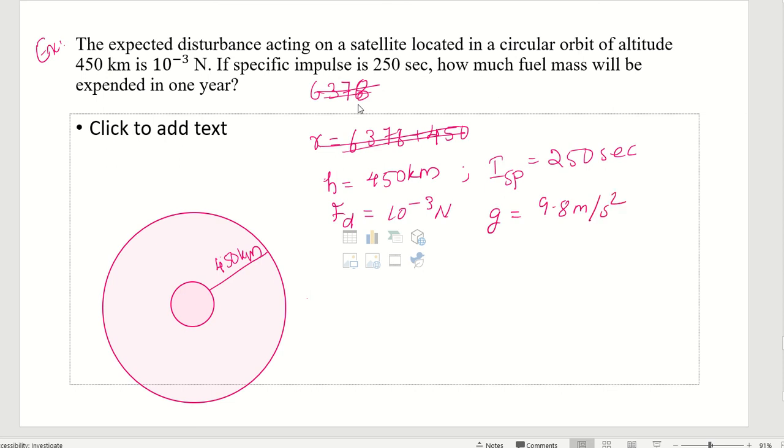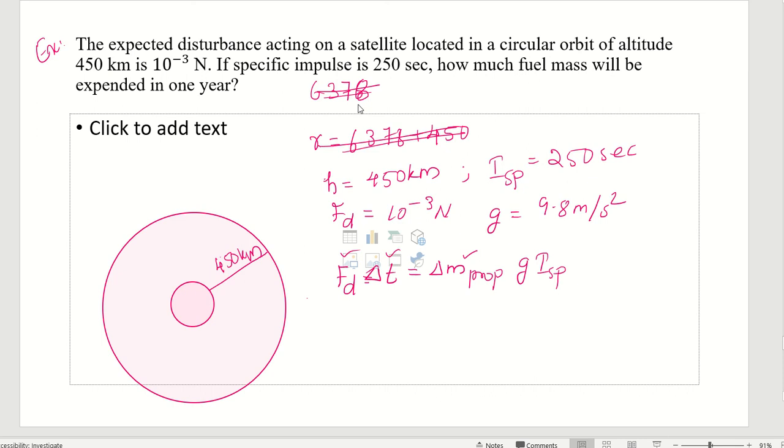And we have the formula. Okay, then duration. First we can write the formula. That is, we know FD into delta T is equal to delta M propellant into G into ISP. So this is our formula. So what are the needed quantities? FD is there. Delta T we have to find. Then delta M, the actual quantity to be found, G is known and ISP is known.